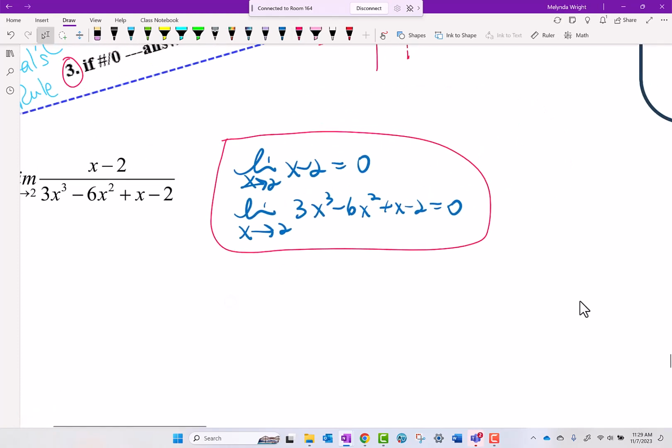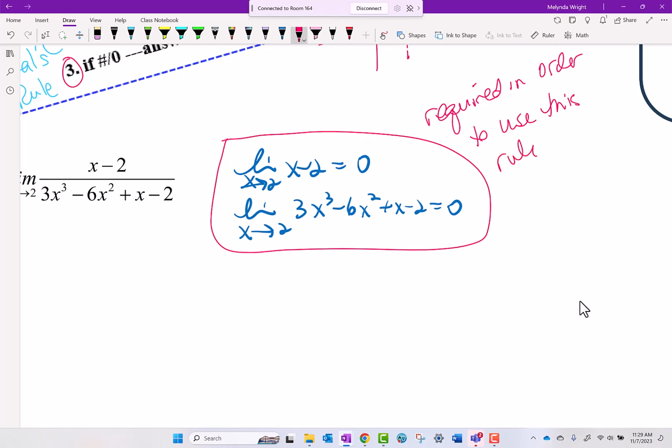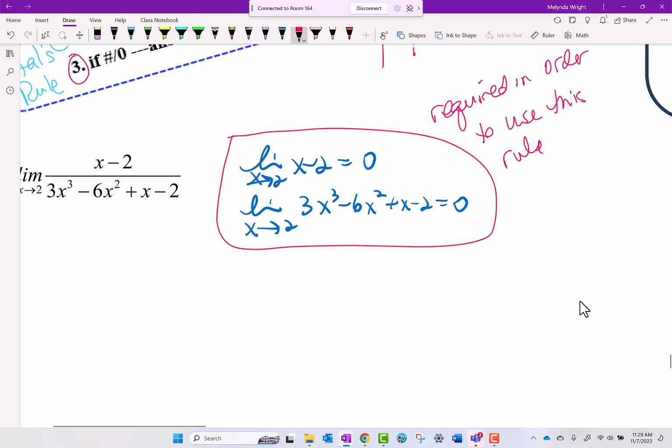I'm just going to write us a note. This is required in order to use this rule. You have to write that, or you can't use the rule. That's the bottom line. And you cannot write them as a fraction. You just have to list them. You don't even have to write them vertically. You can write them horizontally. It doesn't matter, but they both have to be written separately. Okay, are we clear? So this would be the indeterminate form 0 over 0. So this does apply. We are allowed to use L'Hopital.